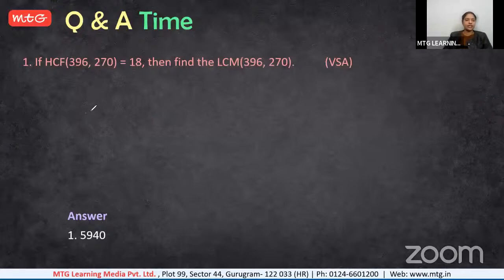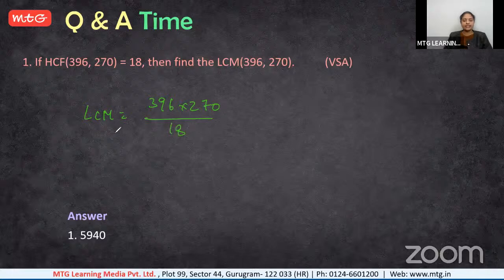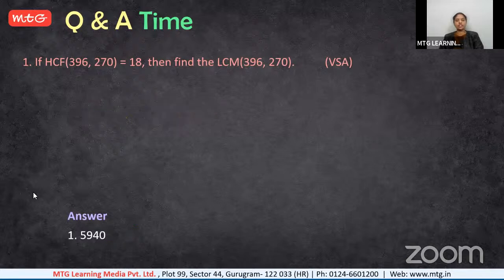So here you can see the 2 numbers are 396 and 270. Now, if you divide their product by their HCF, you will get their LCM, which is 594. So this is as simple as this. This is a very short answer type question, or it could be an MCQ also. So let's see one more question.